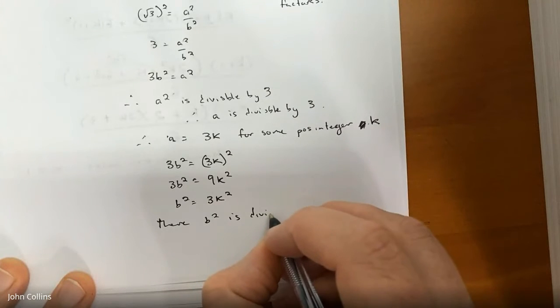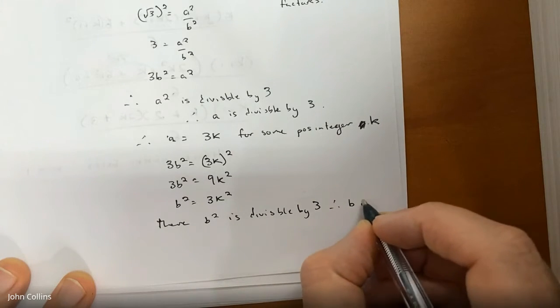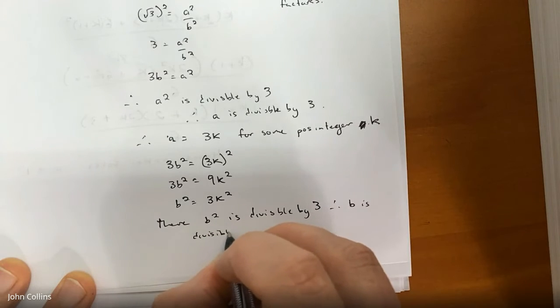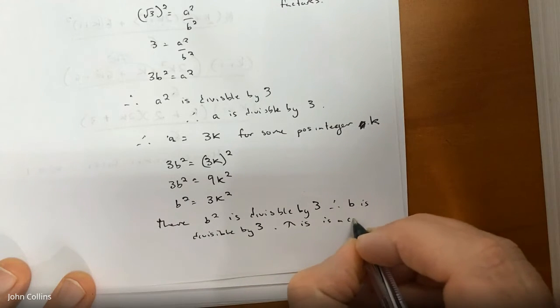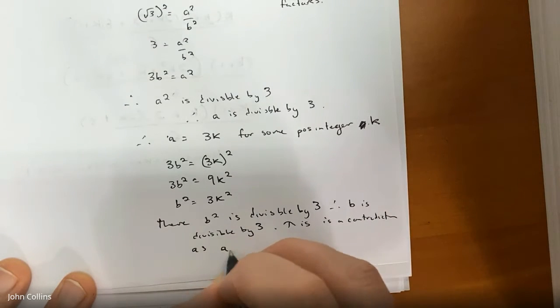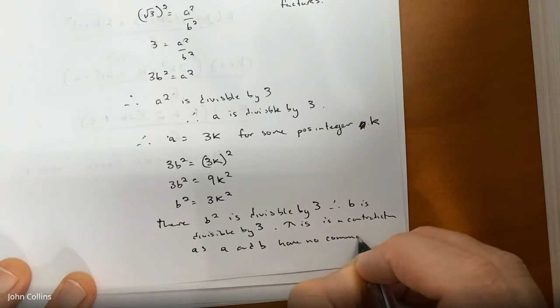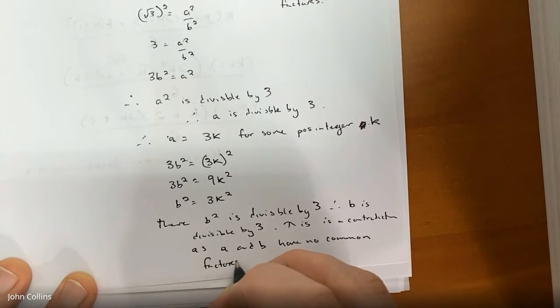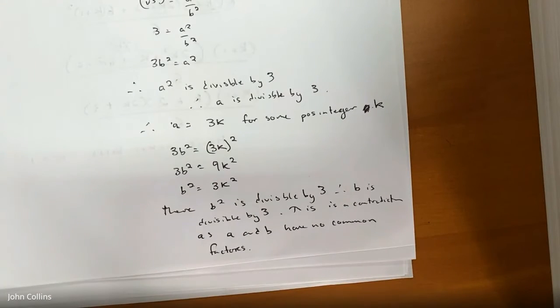But we said before that they can't have any common factors. So b squared is also divisible by 3, and therefore b is divisible by 3. This is a contradiction, as a and b have no common factors, which we said at the start. So therefore, our original assumption is false, and by proof by contradiction, root 3 must be irrational.